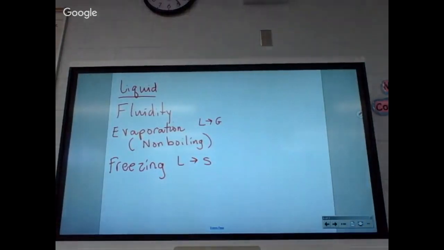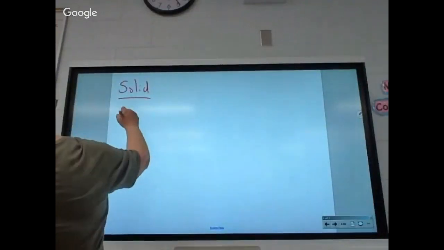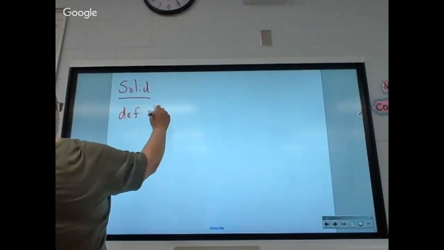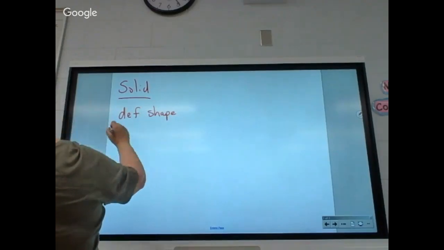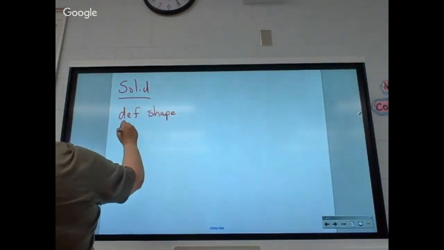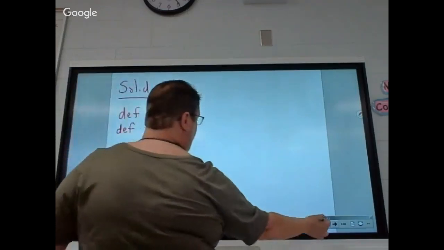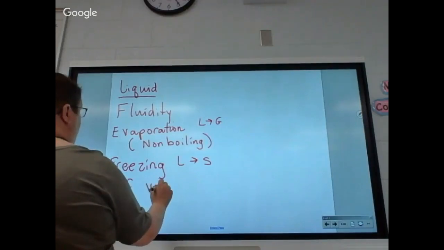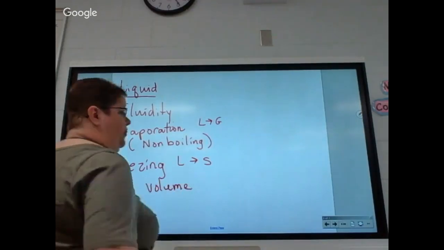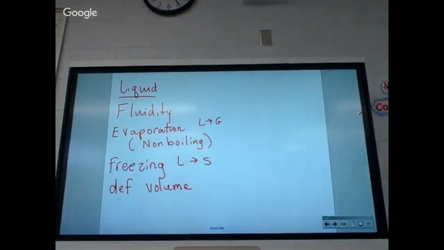All right, who has definite shape? Solid has definite shape. What's the next one? Who has definite volume? Solid and liquid. Definite volume is a solid and a liquid. Because a gas will take the shape of whatever container it's in.